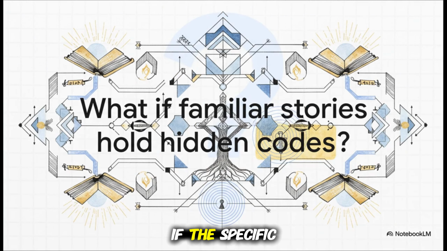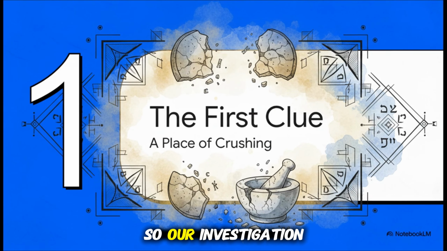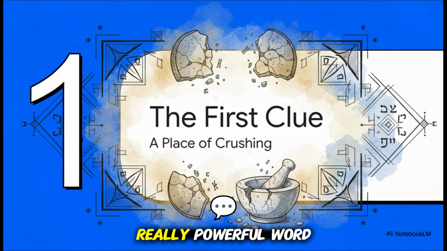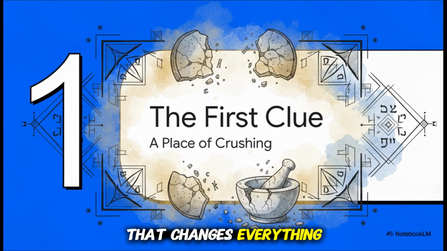I mean, what if the specific words, the locations, even the number of times something is repeated, what if none of that is random? What if they're all deliberate clues, carefully placed to tell a much deeper, more unified story? Well, that's exactly the question we're diving into. So, our investigation starts with a single, really powerful word. It's one that unlocks our very first pattern. It's a name you definitely know, but its literal meaning, well, that changes everything.